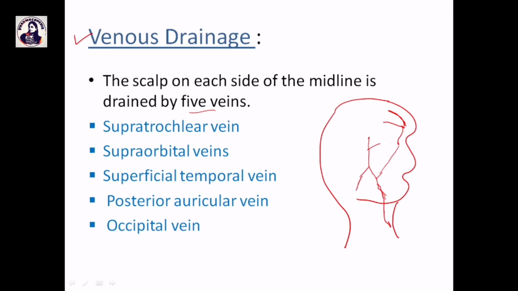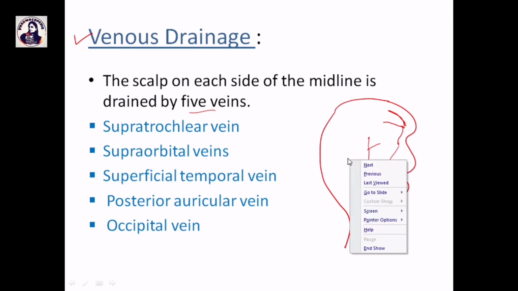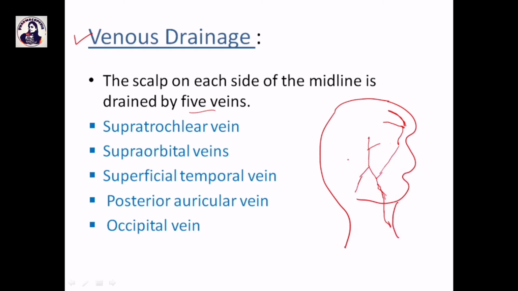Now as I've already told you, behind the auricle is the posterior auricular vein. The posterior auricular vein, along with the posterior division of the retromandibular vein, drains into the external jugular vein, which ultimately drains into the subclavian vein, and the occipital vein drains into the occipital plexus.